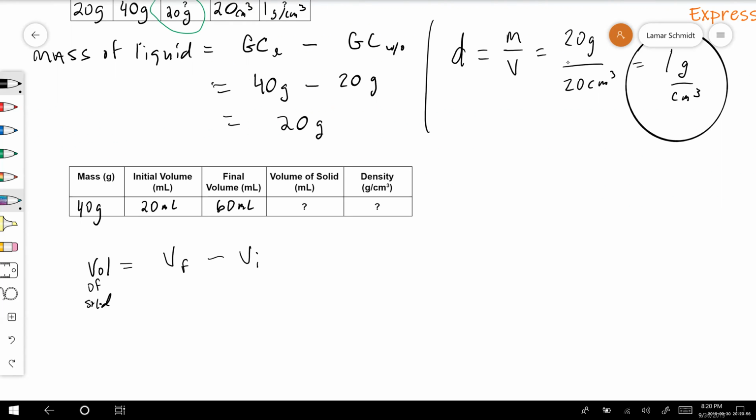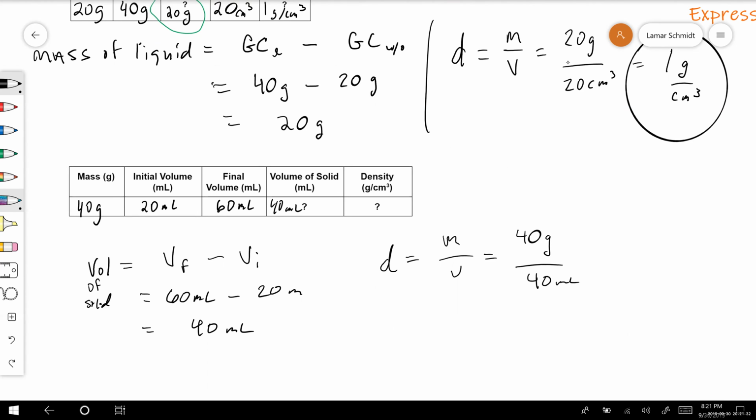All right, and so initial meaning the beginning. So the final volume is 60 milliliters. The initial volume is 20 milliliters. And so that gives you an answer of 40 milliliters. So what is the volume of the solid? It is 40 milliliters. So what is the density? Well, this is easy. Density is equal to mass over volume. The mass, according to our data table, is 40 grams. And the volume is 40 milliliters. And 40 divided by 40 is 1 gram per milliliter. And so there's our answer.